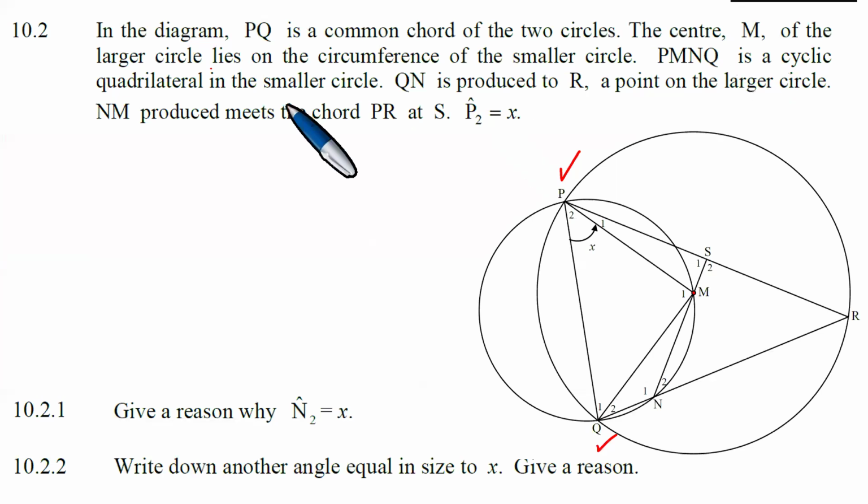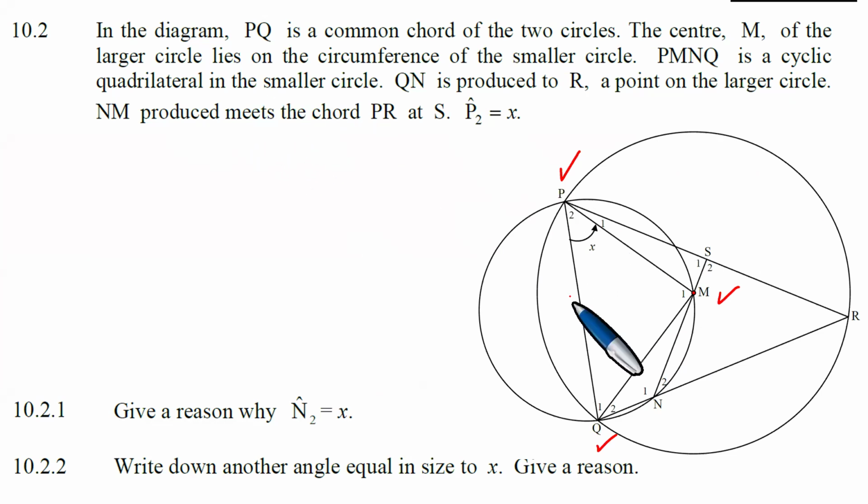The center M of the larger circle lies on the circumference of the smaller circle. There it is, M lies on the circumference of the smaller circle. We also have a larger circle there. P, N, M, Q is a cyclic quadrilateral in the smaller circle.